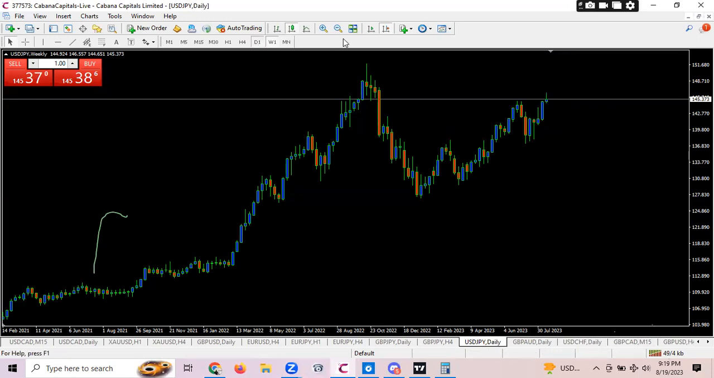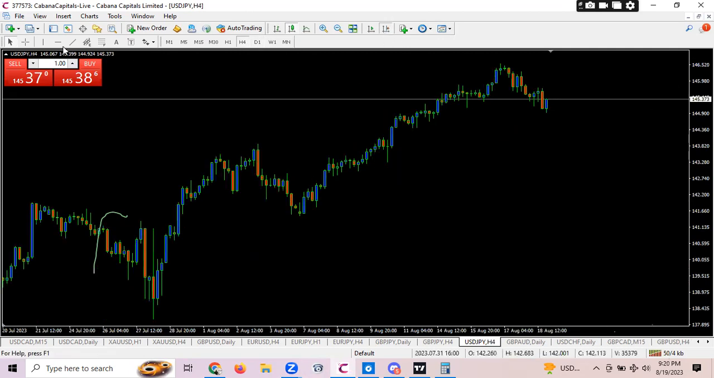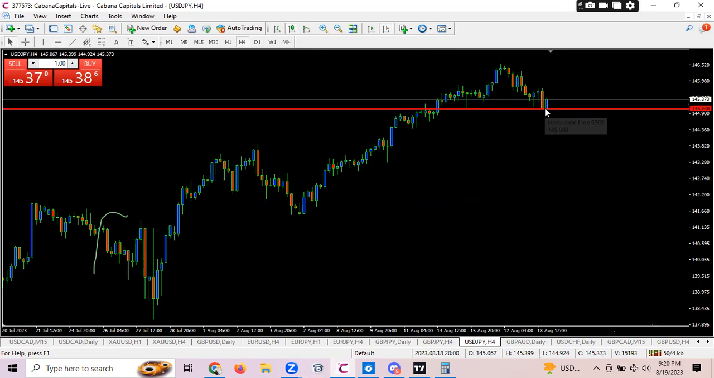Okay, so let's go down to daily. What do we have on daily? You can see we had a bearish candle. Last Friday closed as bearish. So we need to identify the supports. If a 4-hour candle closes below this support, I would be selling USD JPY.